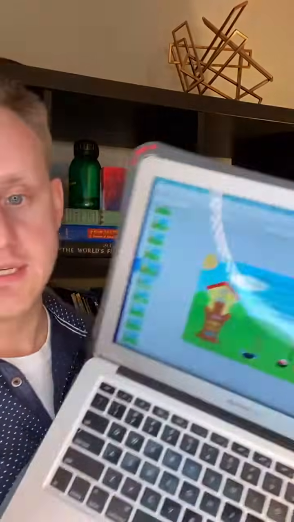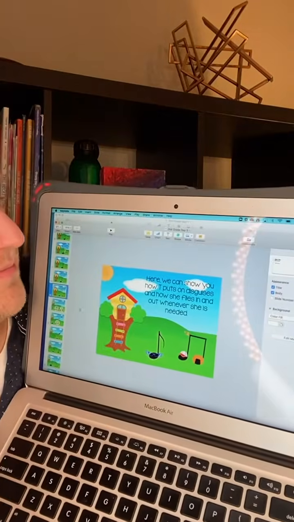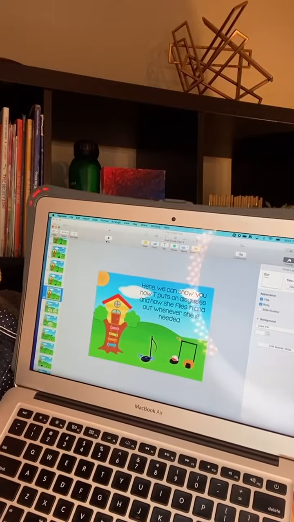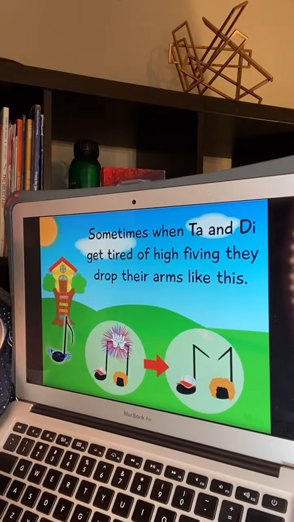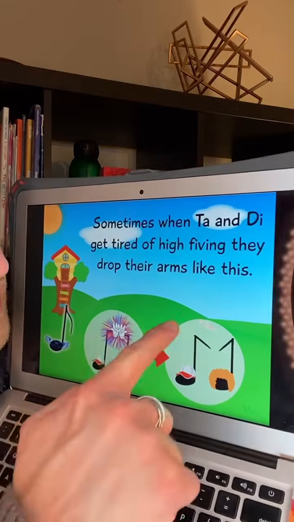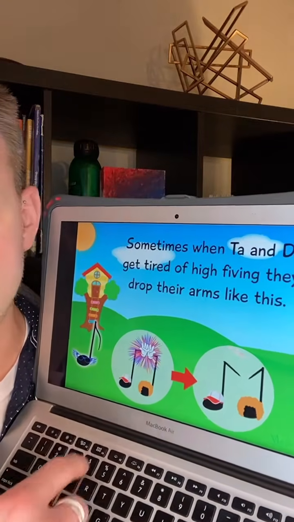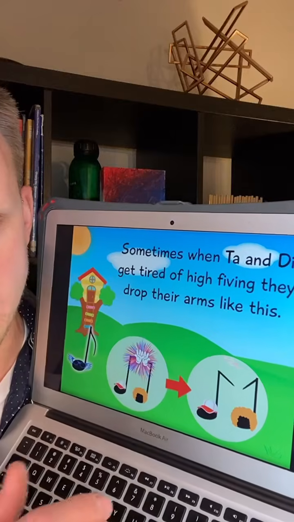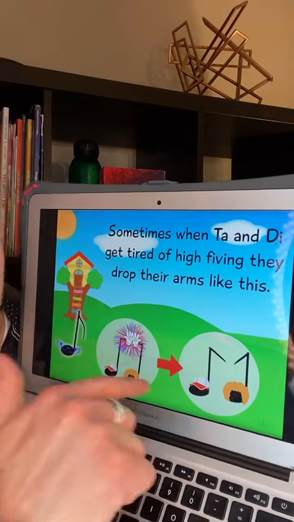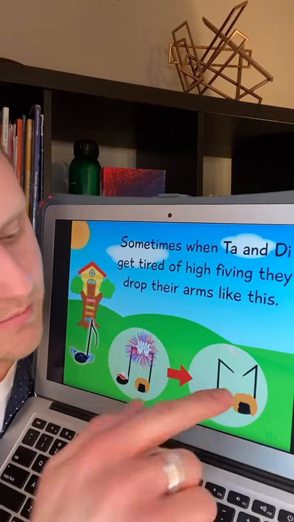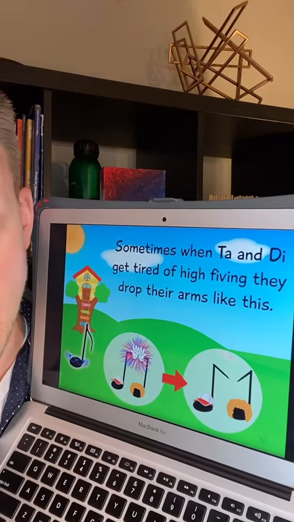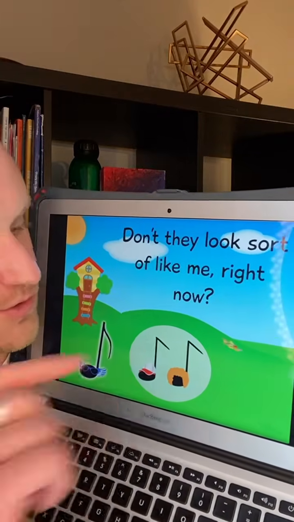So they had their friend Tilly. Let me just put it on here. Tilly shows them, I'm an eighth note. Then it talks about how Ta and D, because I use Ta D. There's another version of this with TT if you use that terminology instead. They are usually clapping, high-fiving, right? And then they can bring their hands down, and when they do that, it looks sort of like this.